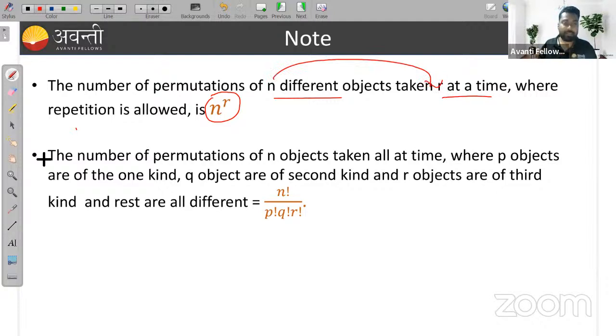Okay, and the second thing is saying the number of permutations of n objects taken all at a time where p objects are of one kind, q objects are of second kind, and r objects are of third kind, and the rest are all different. So the answer will be n factorial upon p factorial into q factorial into r factorial. So we'll understand these concepts by using an example.